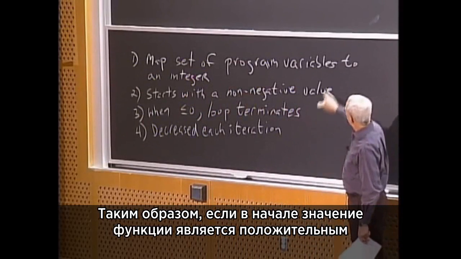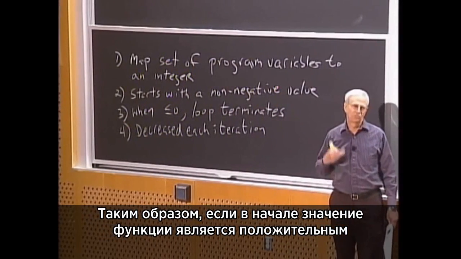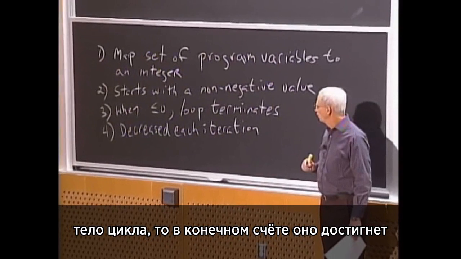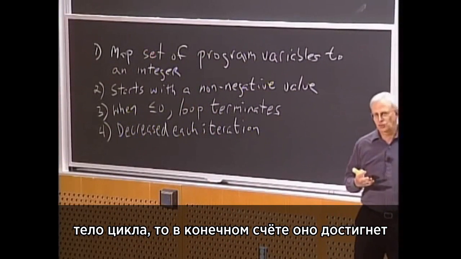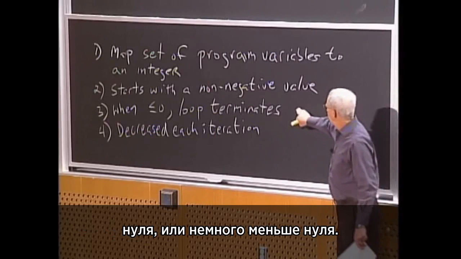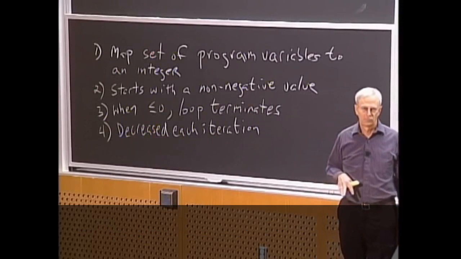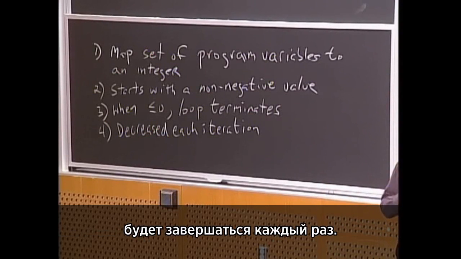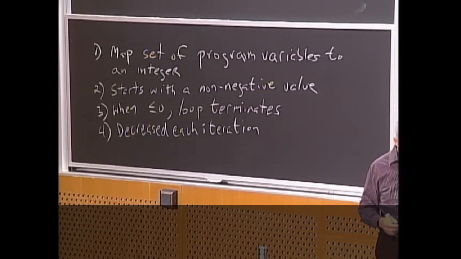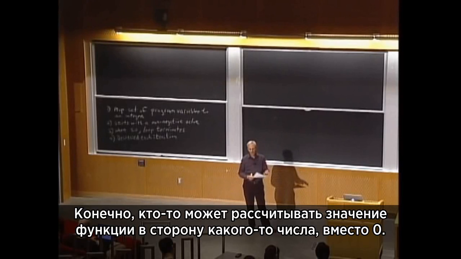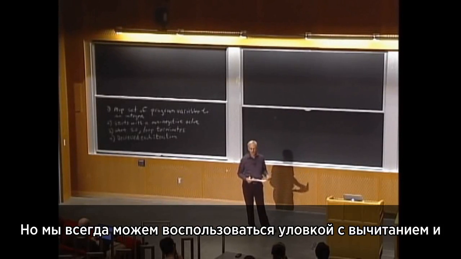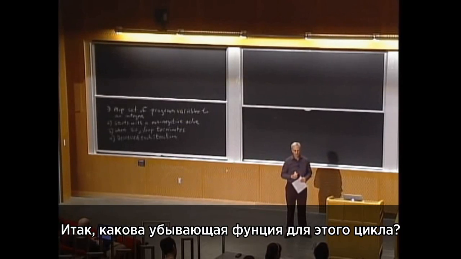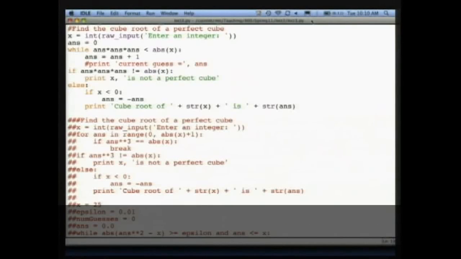So what we see is if it starts to be a positive value, or non-negative, and it's decreased every time I execute the body of the loop, that eventually it's got to reach 0, or something less than 0, and when it does, the loop stops. If such a function exists, then the loop is guaranteed to always terminate. Now, of course, one can count up to a value instead of down, but there's always a trick we can use of subtracting to make it the same. So what's the decrementing function for this loop? How did I know it will always terminate?